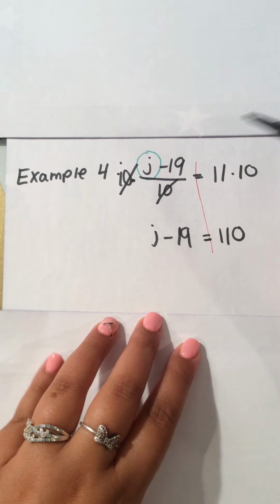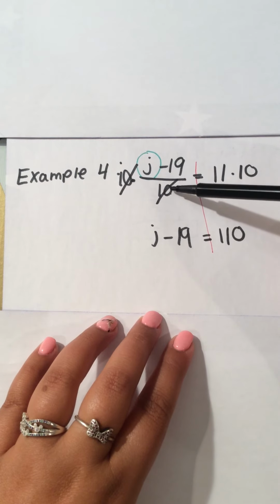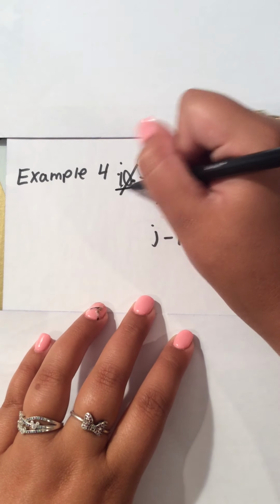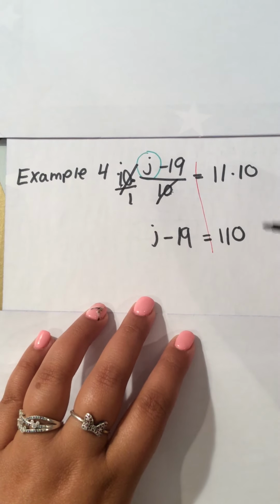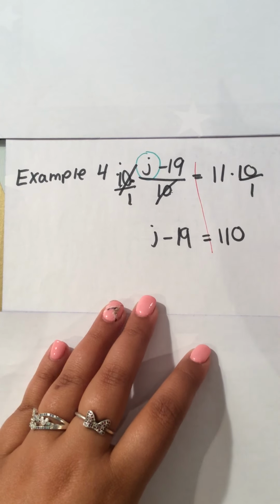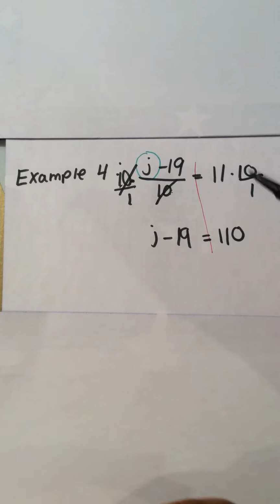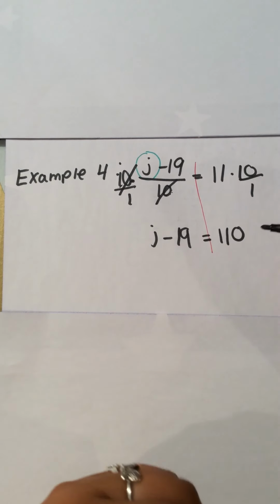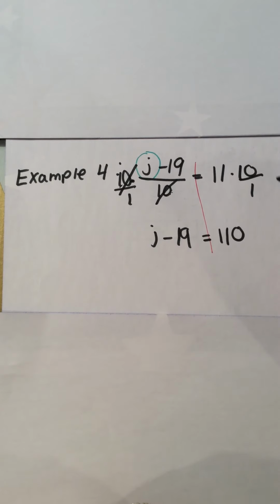Now I'm going to go over again what I did. Now 10 is on the bottom here, so I really multiplied by 10 over 1. Okay? These 10s, they cancel out, they go bye-bye. And I multiply by 10 over 1 here. The reason why I don't have this over 1, because J minus 19 over 1 is just J minus 19. Same thing here. 10 times 11 is 110. 110 over 1 is just 110. Okay?